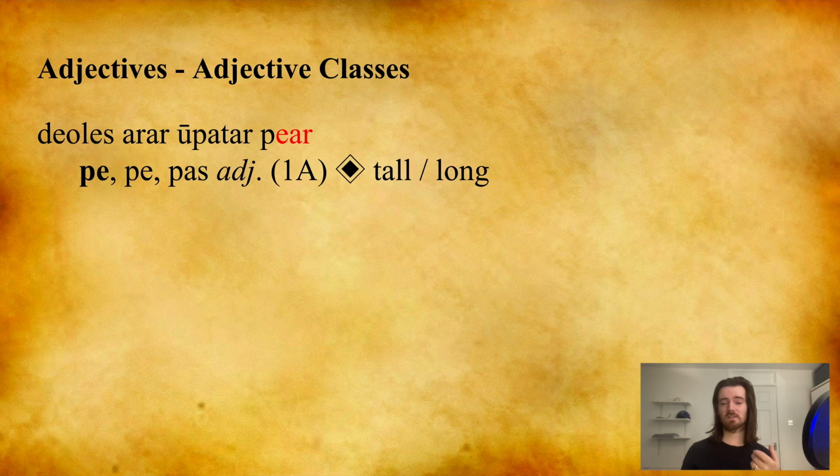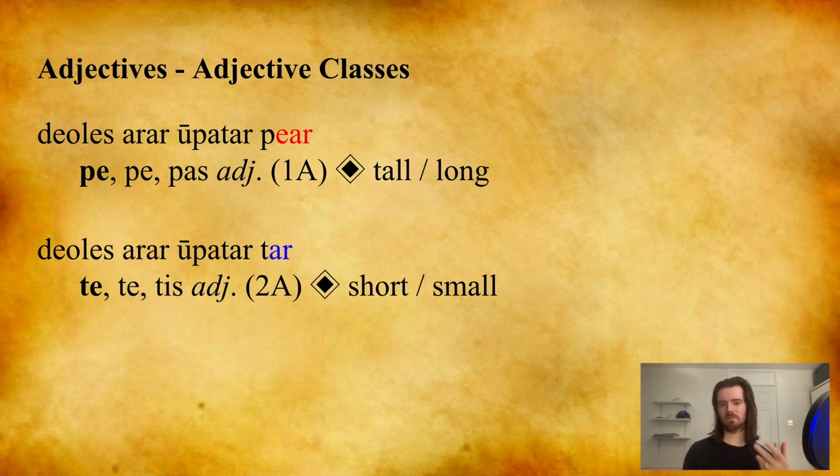Now let's say that we wanted to say I see this small person, in which case we would say deolis arar patar tar. But why tar instead of tear? This is because tar comes from tis, which means small or short, and you can see in the brackets that this belongs to the second adjective class. The animate nominative singular of class 2 adjectives does not form its ending in ar, but rather ar.